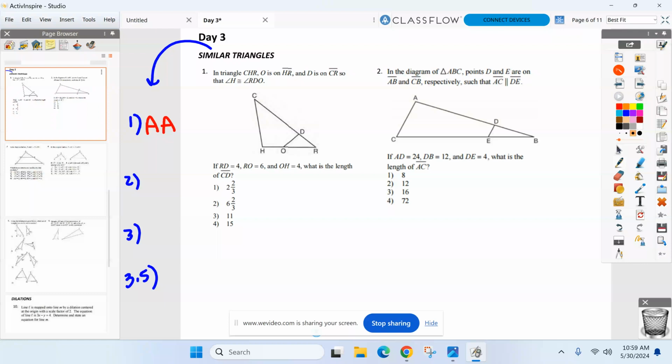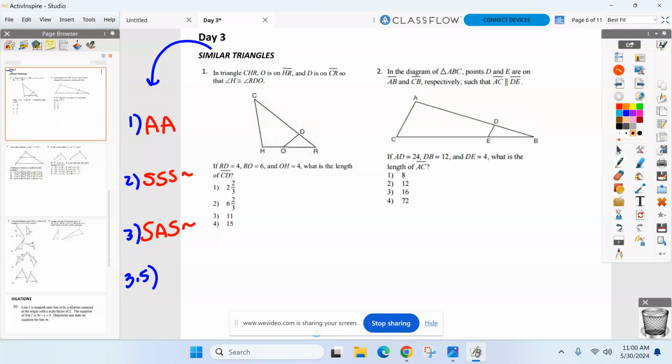We did have AA. We also have SSS with our little tilde there. That means all 3 pairs of sides are in the same ratio. That's what SSS said. They're not congruent, they're all in the same ratio. We also had SAS similar. The angle in between is congruent, but the other 2 sides around it are in the same ratio.